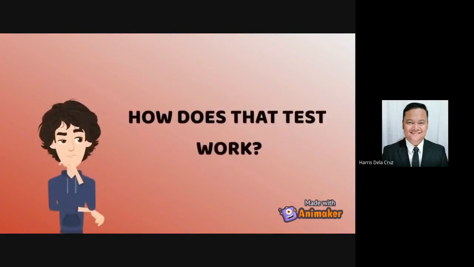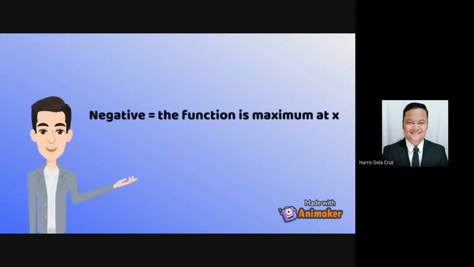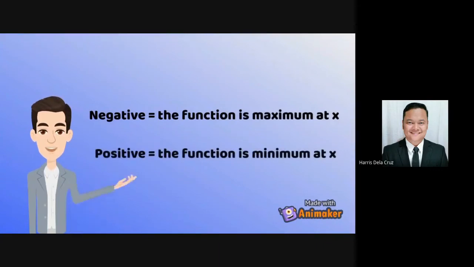To know that, we can use the second derivative test. But how does that test work? As the name suggests, we get the second derivative of the function and input the value of x, or the number of output. If the answer is negative, it means that the function is maximum at x, while when it is positive, the function is minimum at x.